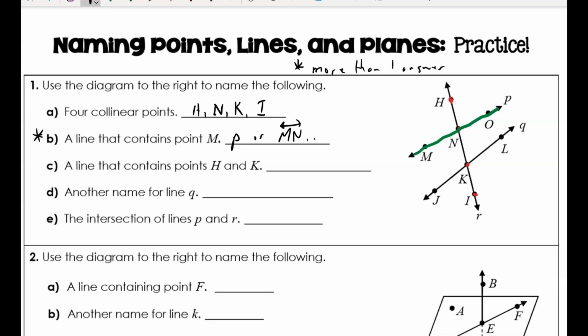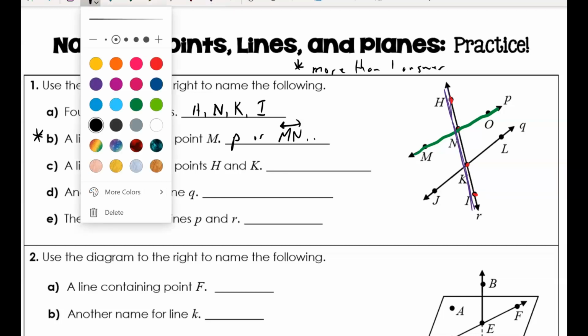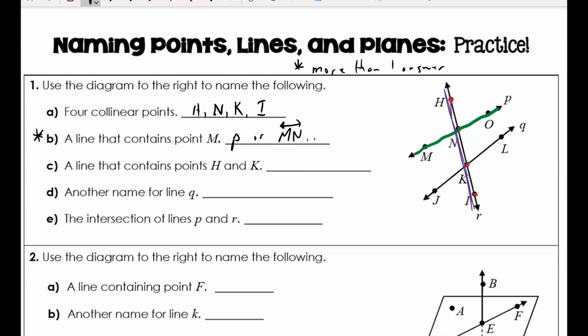Okay, C, a line that contains points A and K, H and K. Now there's only one line that contains those, and it is this line right here. This is the only line that contains H and K. So there's several ways to name that line. You could name it HK. That would be one way. But because there's several ways to name it, that one also gets an asterisk.